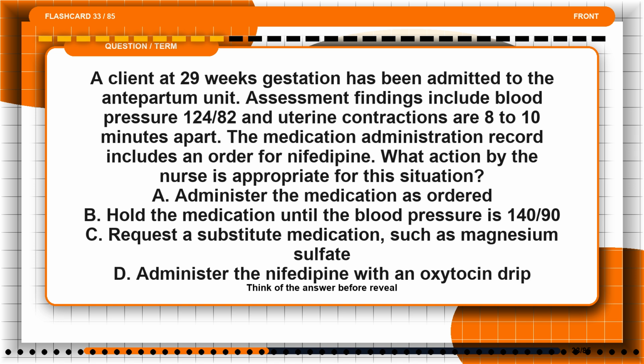B. Hold the medication until the blood pressure is 140/90. C. Request a substitute medication, such as magnesium sulfate. D. Administer the nifedipine with an oxytocin drip. Think of the answer before the reveal.